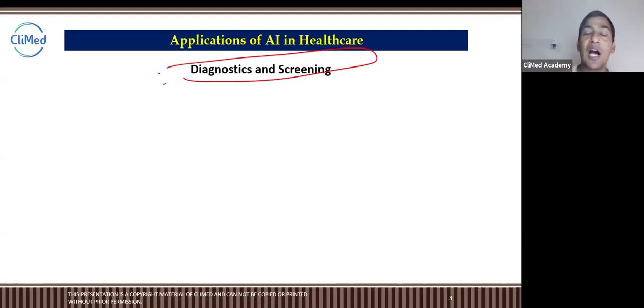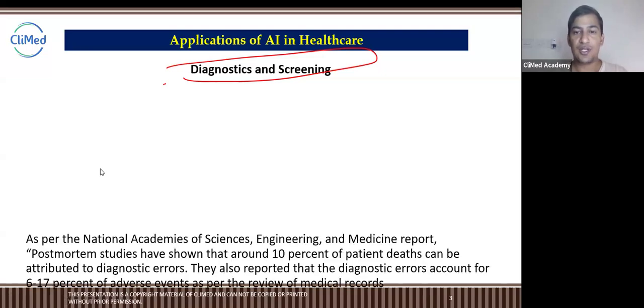Can someone tell me how we can use AI in diagnostics and screening? Let's make it more interactive. Yes, guys, you want to speak? You can speak also. Let me make you speak.